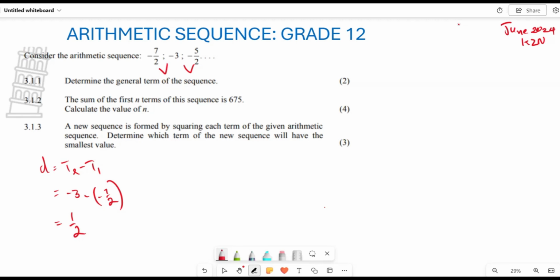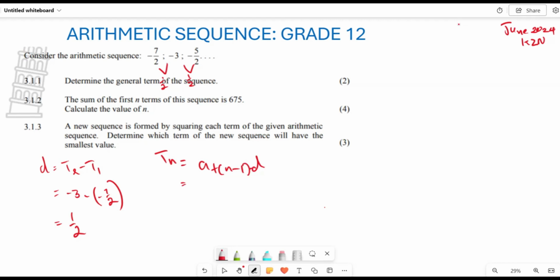Now, if you are not sure, you can still do negative 5 over 2 subtract negative 3, and you're still going to find the same thing, right? So here you have 1 over 2 and also 1 over 2. Now, what are you going to do thereafter? You're going to come back and say, look, my Tn is the same as a plus n subtract 1, times d.